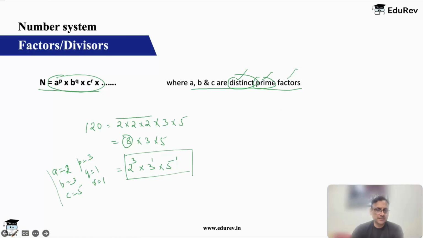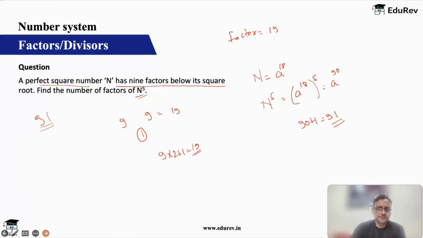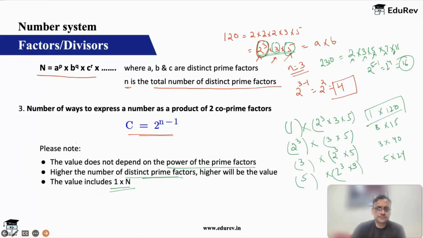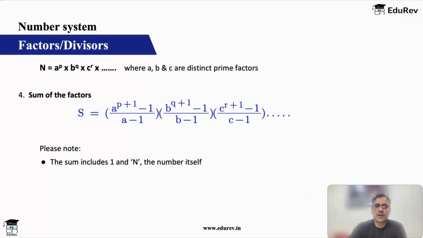We've taken 120. Okay, 120 is 2 cube into 3 into 5. Let's take 120 only. So 120 is equal to 2 cube into 3 into 5. Okay, let's apply this formula here.